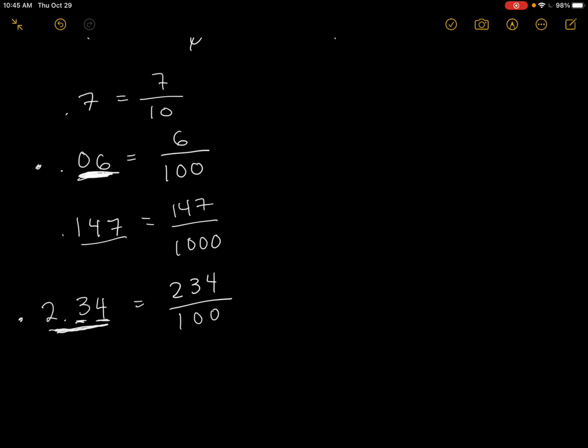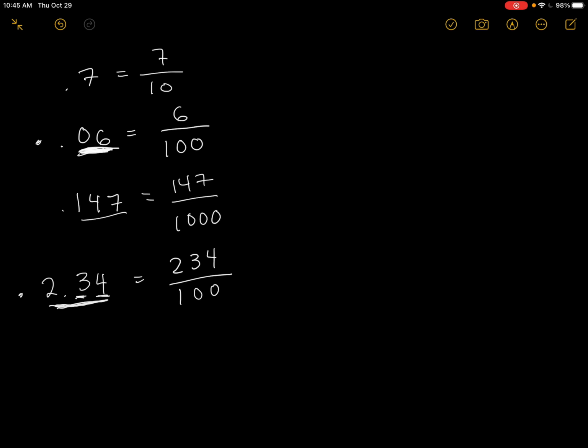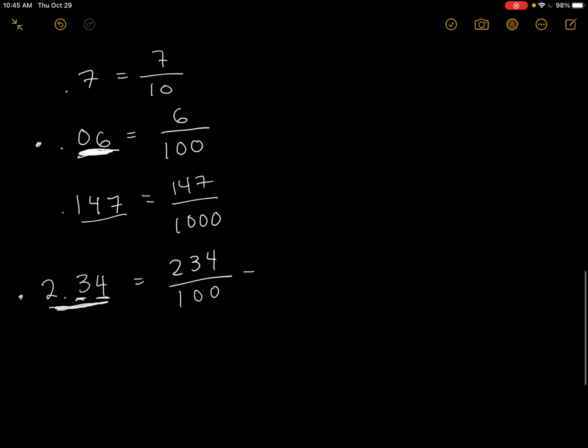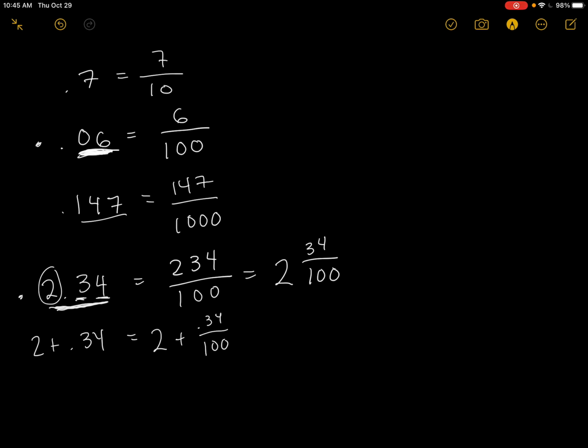And if you think of it just like a mixed number, a mixed number forms an improper fraction. Same thing. If you wanted to write it a different way, you could say 2 and 34 over 100, right? So you could separate the 2. So 2 plus 34 over 100. Oh, not 0.34, sorry. 34 over 100.